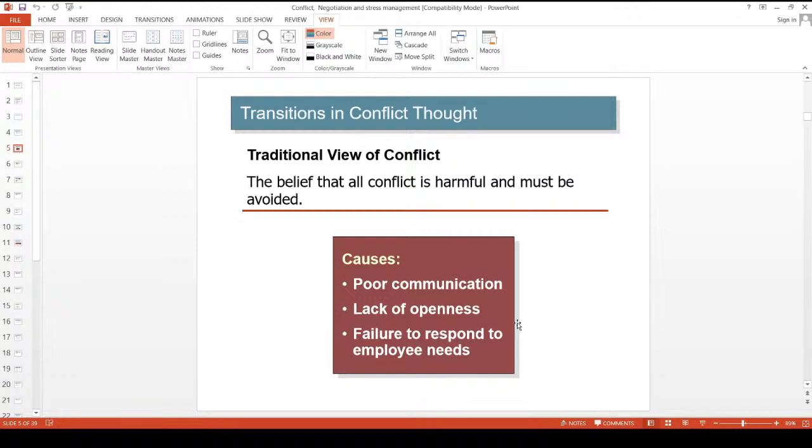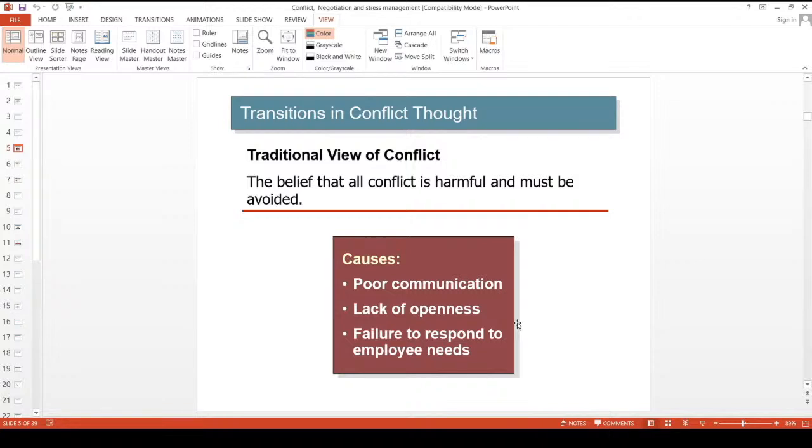Then lack of openness can be another cause of this harmful situation. Then the third one is the failure to respond to employee needs. So these are the different causes which can create this sort of situation which the organizations or different people think should be avoided. And this traditional view approach assumed that all conflicts are bad. Conflict is not a good thing for the organization, it is always harmful and it should be avoided. So this is all about the traditional view of conflict.